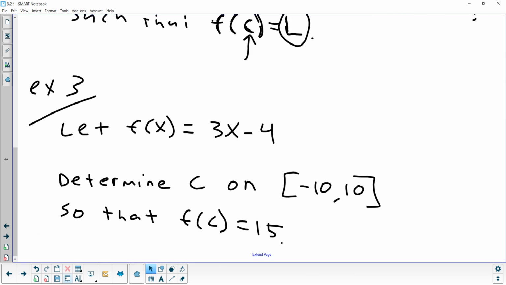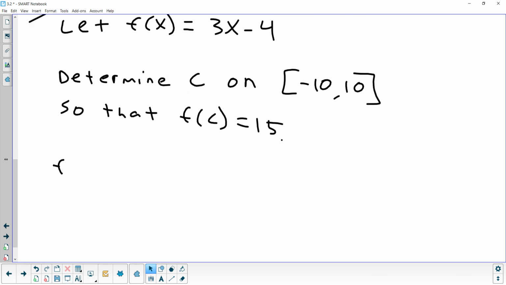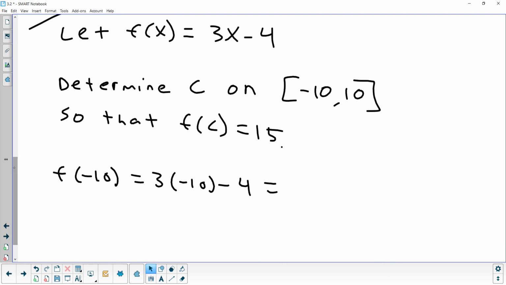Okay, so let's start by plugging in negative 10. All right, so let's find f of negative 10. So that's 3 times negative 10 minus 4. And Caleb, what does that give me? You want the whole thing out? Yeah, final answer. That'd be negative 34. So on this particular graph, over this interval, we're starting at a y value of negative 34. Now let's see how high we end up going.